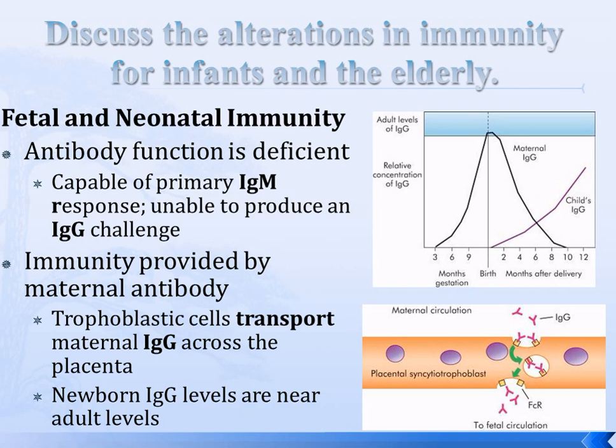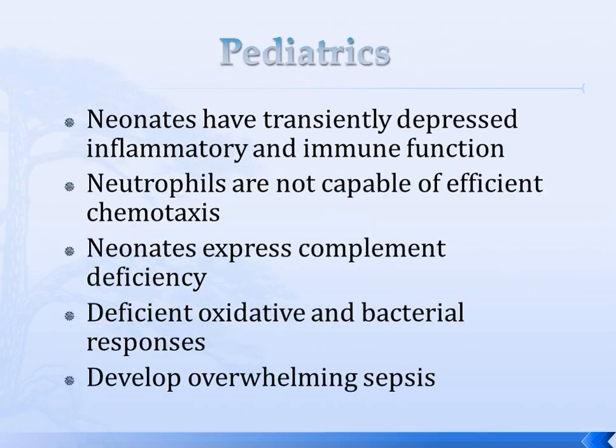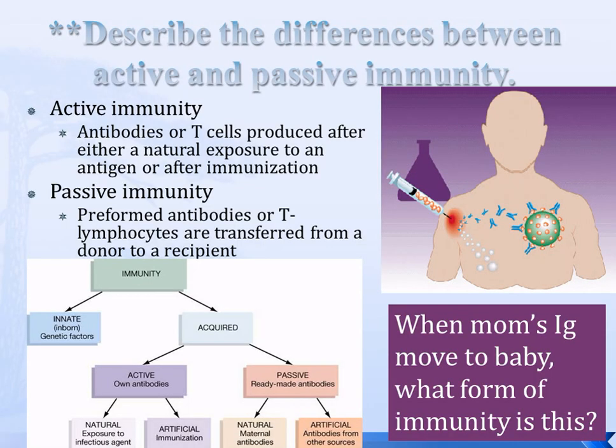Well, that's good. But yeah, their IgGs are really, really low. And their body hasn't had exposure to the outside yet. So even neutrophils aren't capable of doing things. Basically, their neutrophils are babies, too. They don't understand chemotaxis, so they have to learn how to do that. So, they don't know what they're doing yet. And they don't have enough complement. Basically, all of their responses are depressed. So, you have to worry about overwhelming sepsis with neonates.